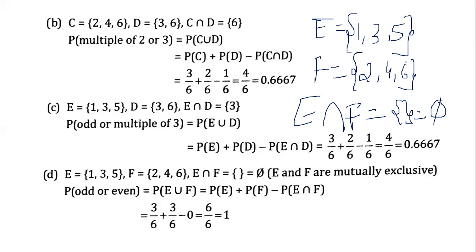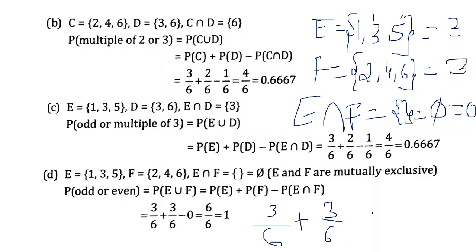Now, put these values in the formula. How many outcomes are there for E? 3 outcomes. 1, 3, 5, right? There are 3 outcomes. Again for F also there are 3 outcomes. And for E intersection F there are 0 outcomes. So 3 outcomes out of 6 outcomes. 6 is the total number. So out of 6, what is favorable is 3, plus again 3 out of 6, minus 0. So 3 plus 3 is 6 out of 6. So therefore the probability of getting an odd or an even is 1.